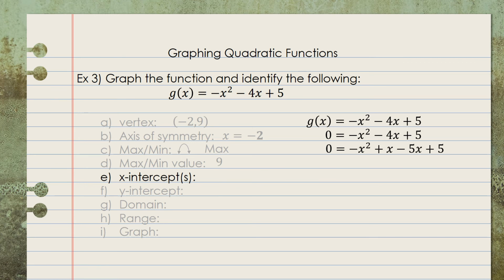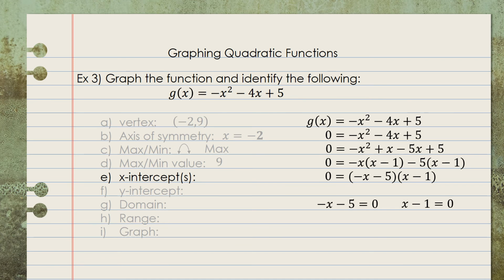I factor the first two terms and I factor the last two terms, which overall factors into the form of 0 equals negative x minus 5 times x minus 1. I take each piece and set it individually equal to 0. So negative x minus 5 equals 0 and x minus 1 equals 0. Solve for x in each case. So we would have negative x equals 5, then divide both sides by negative 1, and we find x equals negative 5. The other solution, we add 1 to both sides and we find x equals 1.